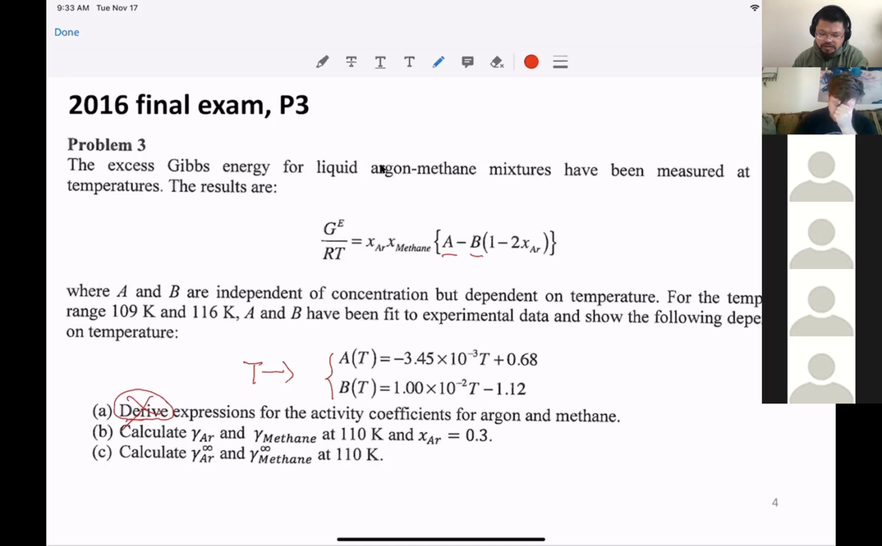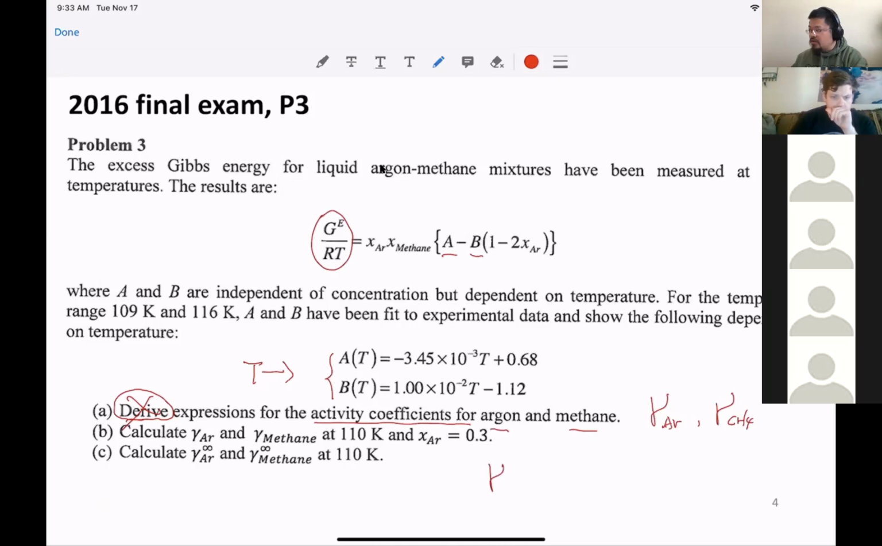So now we need to figure out the activity coefficient for argon and methane. This is asking us to calculate the activity coefficient of argon and the activity coefficient of methane. However, we don't have anything. We only have GE over RT and some temperature, right? So how do we start from there? Well, if I don't know anything from the problem statement, then I need to figure out the connection.